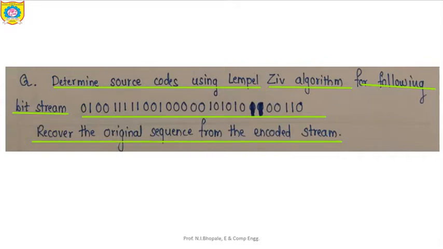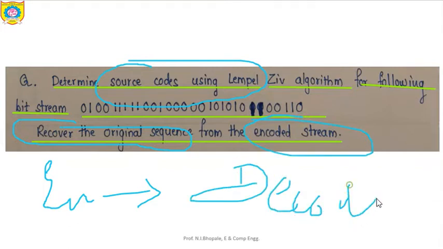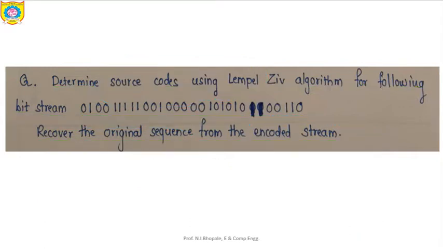It is clearly mentioned in the statement that if someone wants to calculate the source codes using Lempel-Ziv, it means the encoding has to be done here, as well as recovering the original sequence from the encoded stream, which means we need to do the decoding also. So we will check how to proceed for encoding as well as decoding using the Lempel-Ziv algorithm. Let's check it.